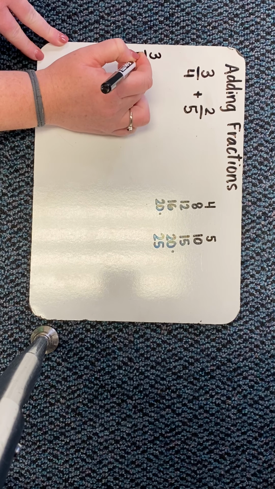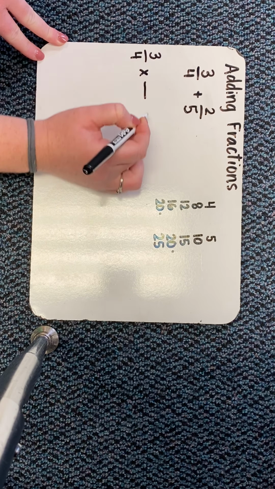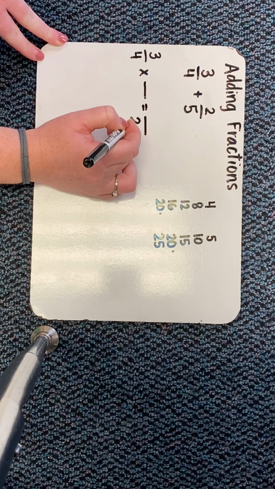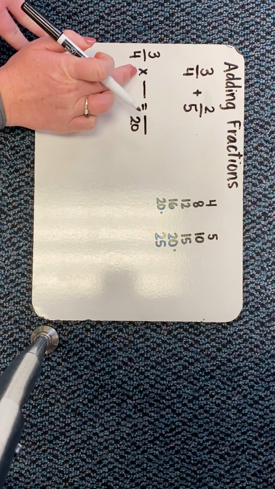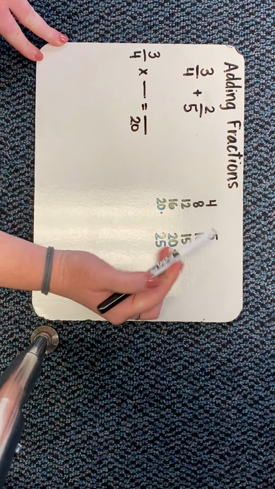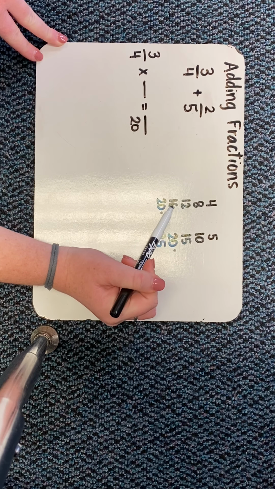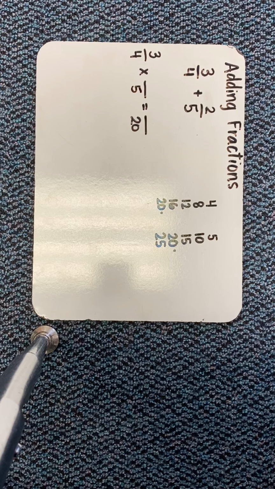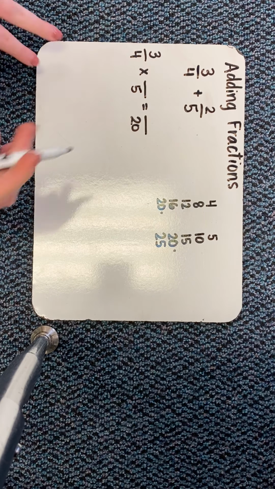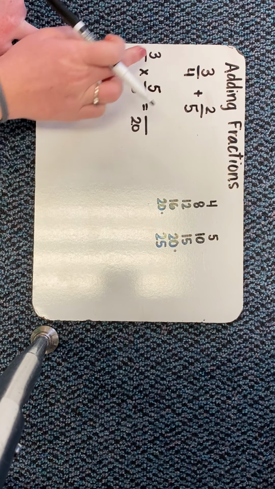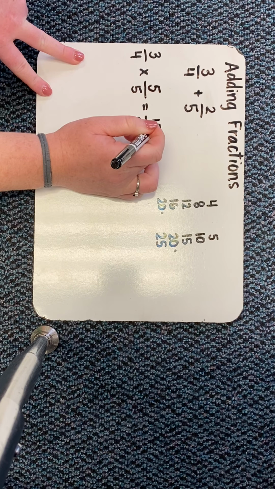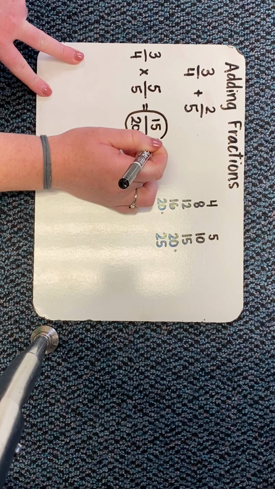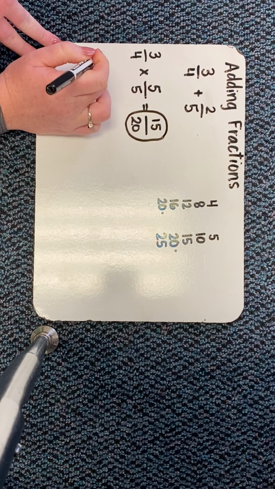Now I need to do 3/4 times something over something equals something over 20. 4 times what number gives me 20? 1, 2, 3, 4, 5. You're right. Whatever I do to the bottom, I must do to the top. 3 times 5 gives me 15. This is my new equivalent fraction for 3/4.